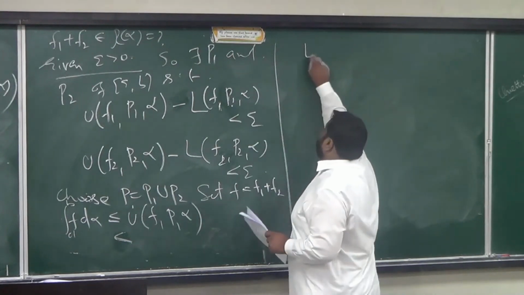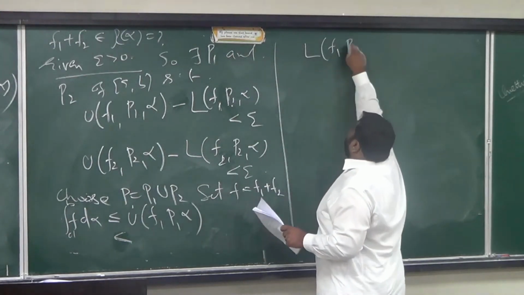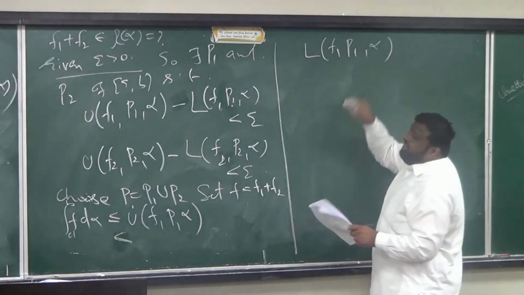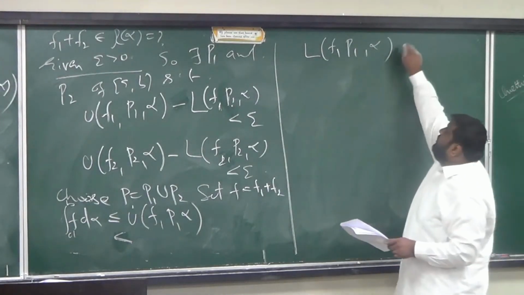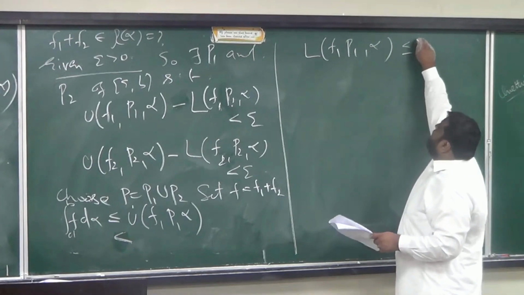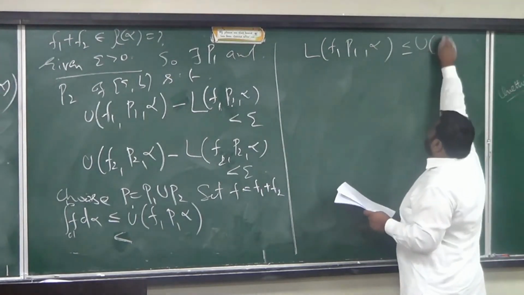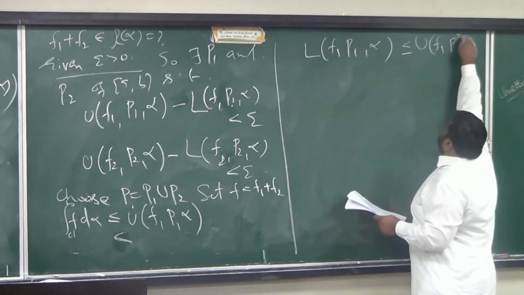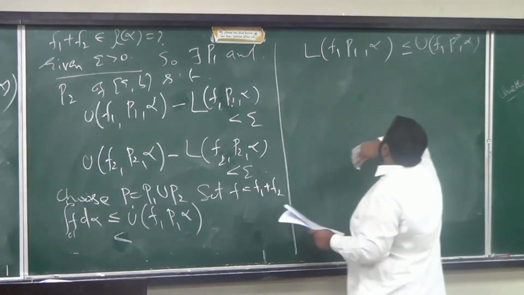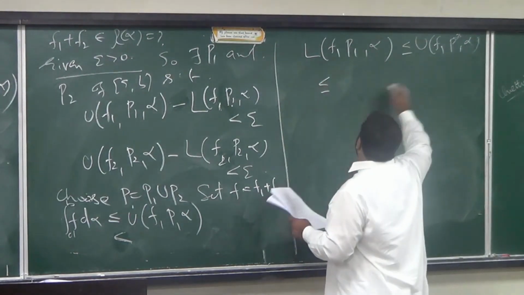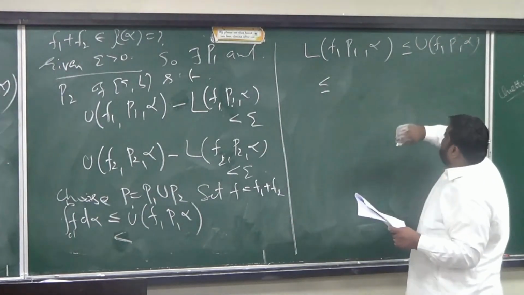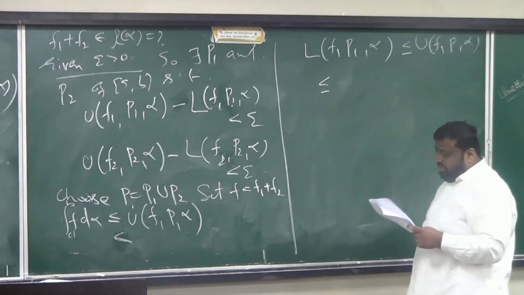So we have this actually. Imagine if I have L(f,P1,alpha), it should be less than or equal to U(f,P*,alpha), less than or equal to U(f,P*,alpha) but P here. Obviously, this is because it is P2, agreed?